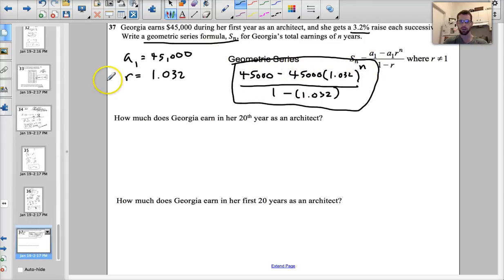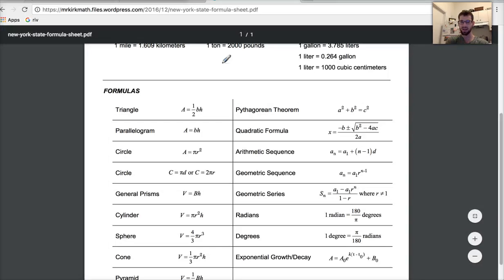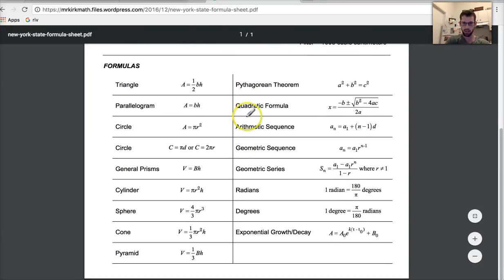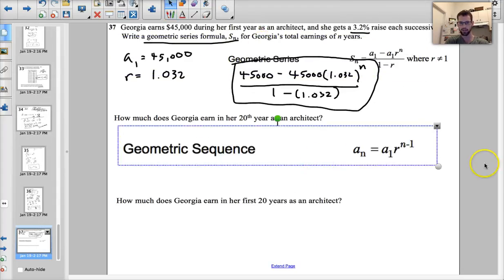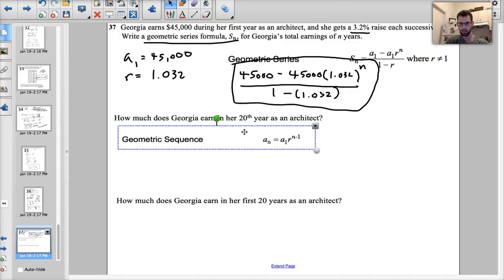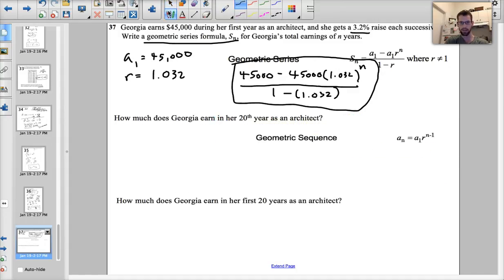Now it says, how much does she earn in her 20th year as an architect? To find earnings in a specific year, I need to use the future term of a geometric series formula. So I want to find what A of 20 is. I'm just going to drag that down and put it in place so we can work with it. I know that my n in this case equals 20, and I know my common ratio from the last problem is 1.032. Also, A1 is 45,000. I know that as well.